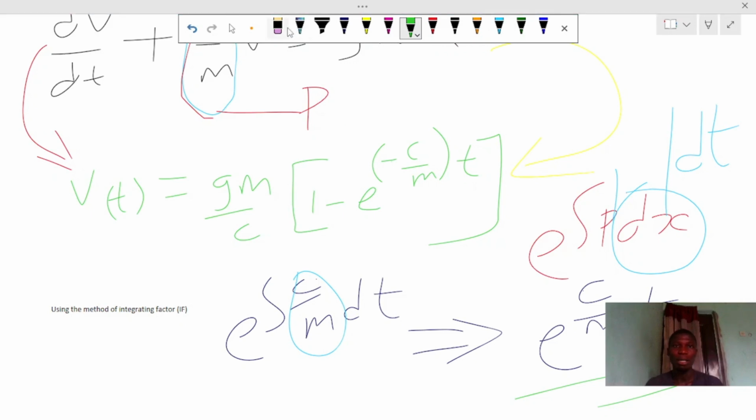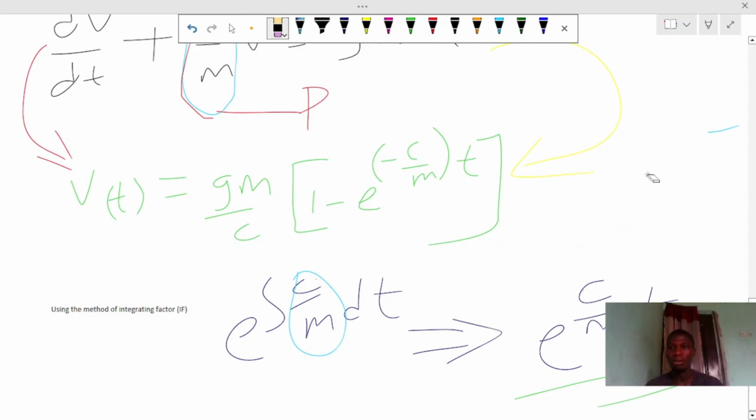Let me wipe out the rest, or should I leave them? Let them be. Alright, so that's our integrating factor there. Just wipe this out. This is our integrating factor.